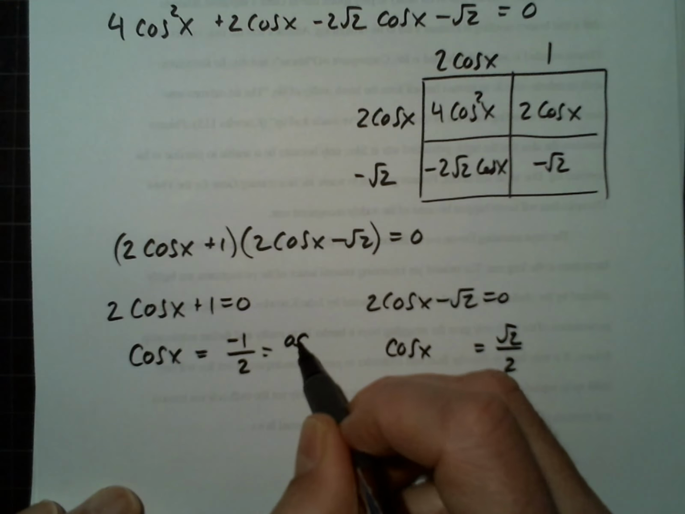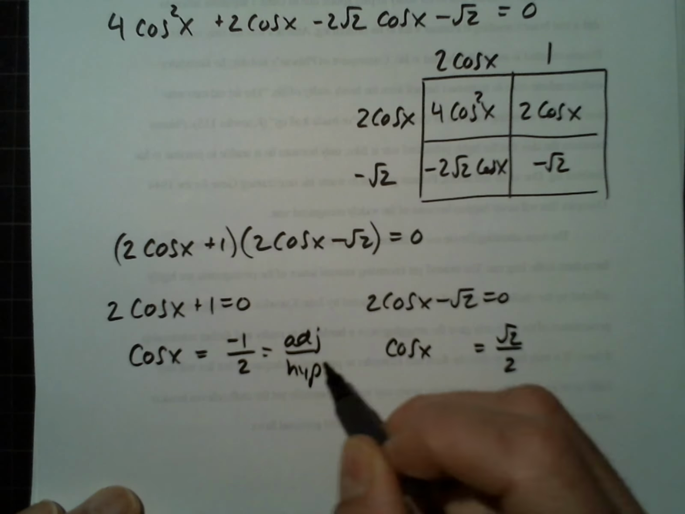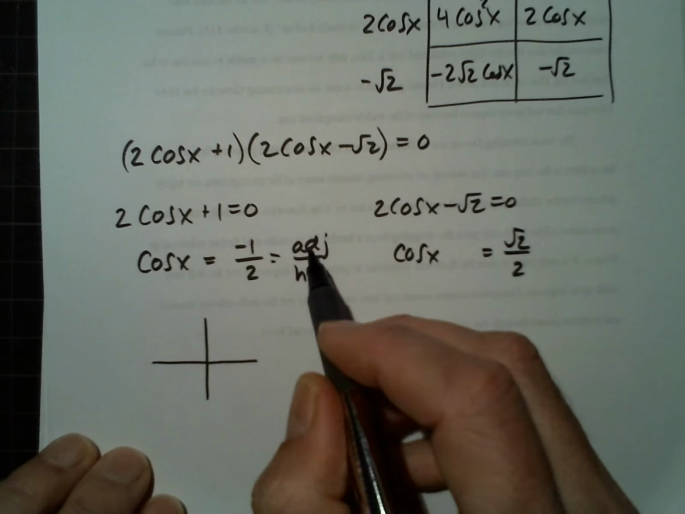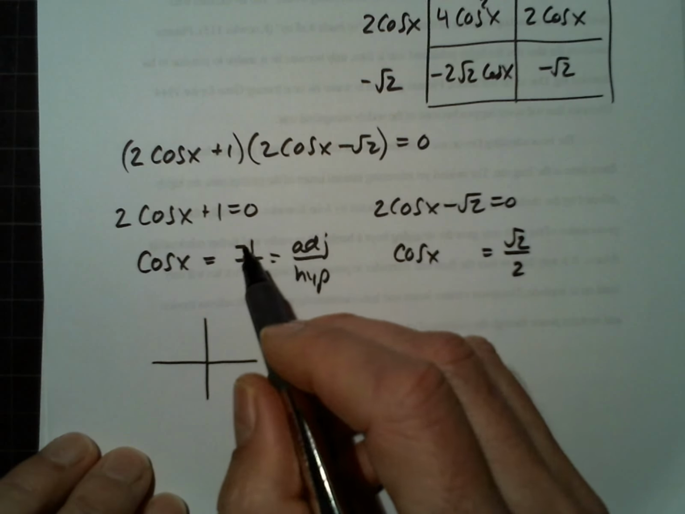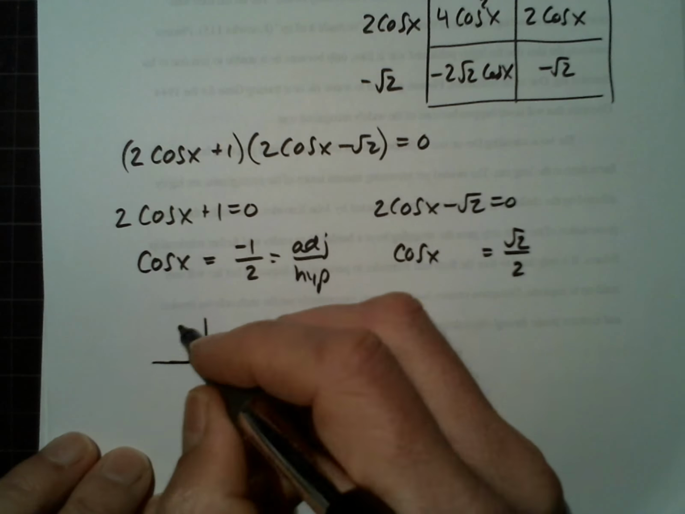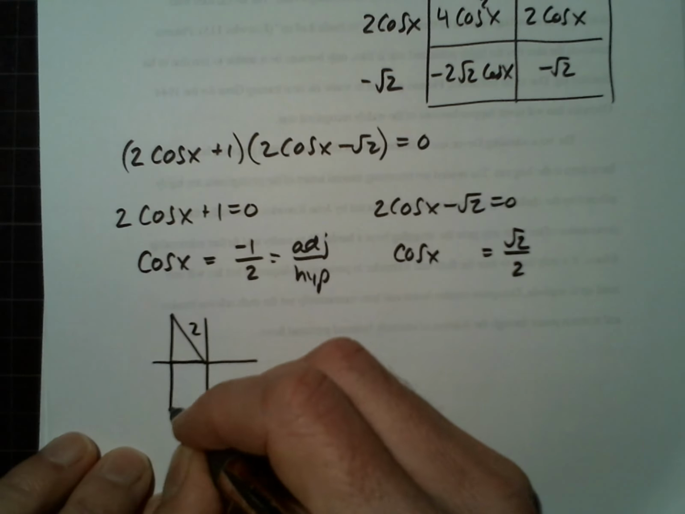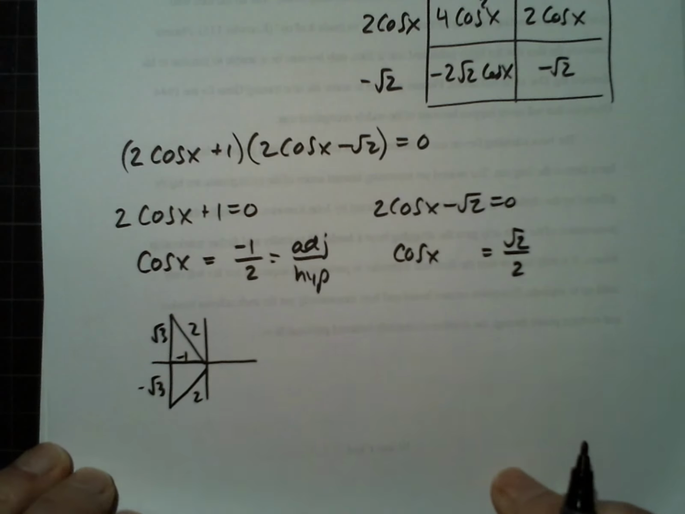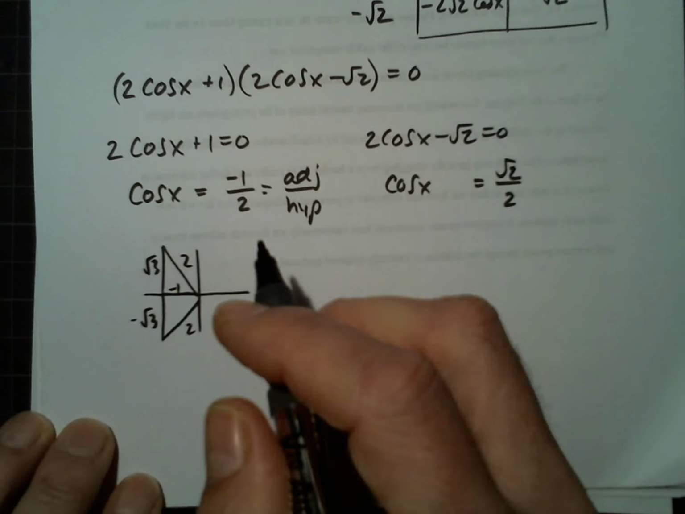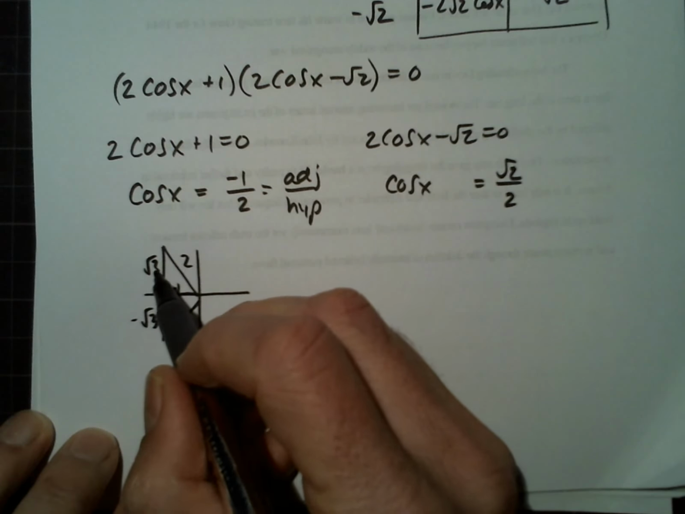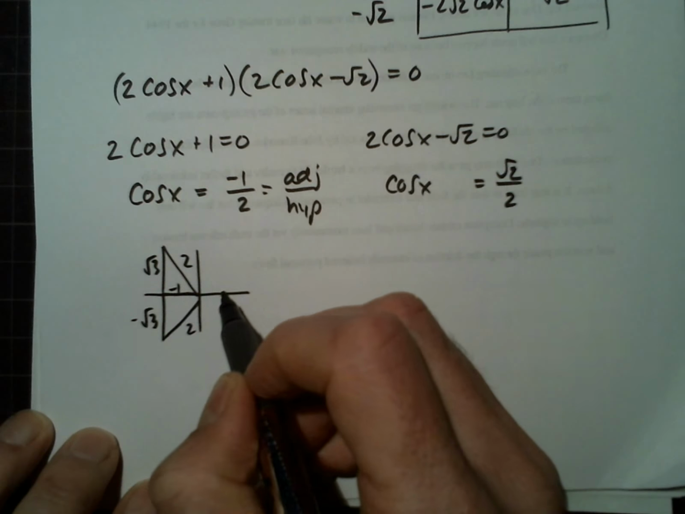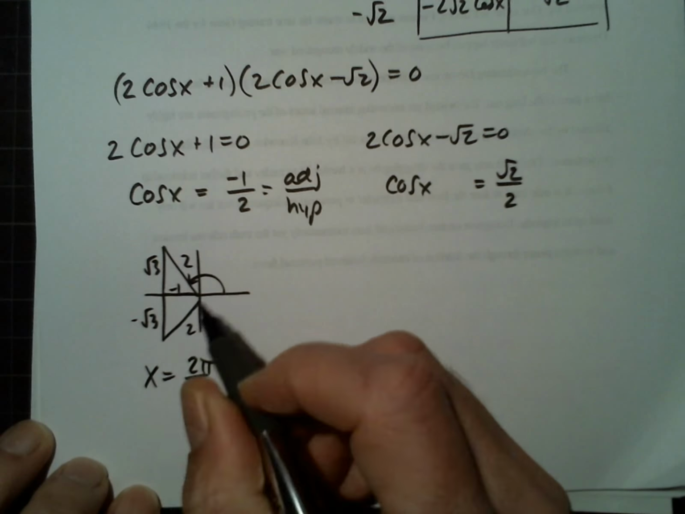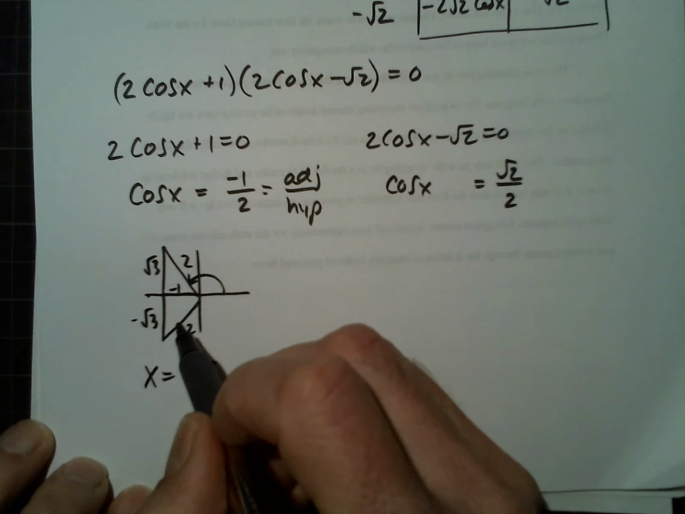This is adjacent over hypotenuse. The adjacent, or the x value, is -1. So we're going to go this way, and hypotenuse, special triangle. So we see that here is a radical 3, so this must be a pi over 3, and that means this is 2 pi over 3. That would be 3 pi over 3, and this is 4 pi over 3.